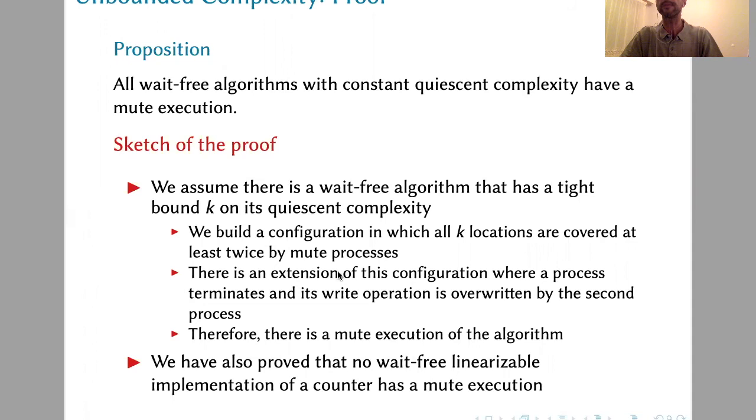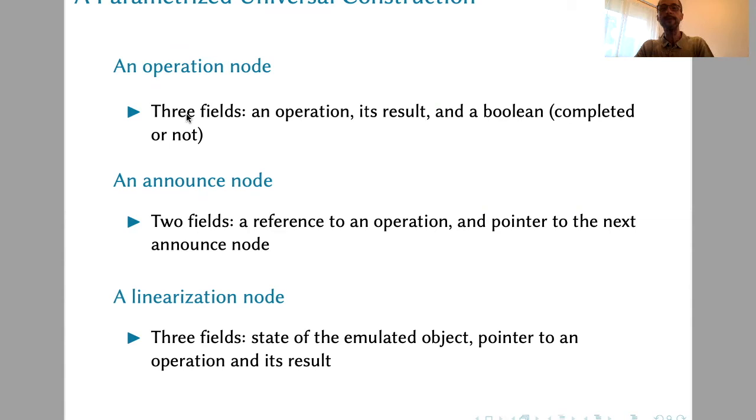We have proposed a parameterized universal construction. It is a construction that has a parameter, which is a function. And this function allows us to tune the space complexity of the data structure. It uses what we call operation nodes. An operation node is a node that is created by a process when it invokes an operation on the shared data structure. It has three fields: the operation, its result, which is bottom initially, and a Boolean, which is false initially. It says whether the operation is completed or not. So when the process sees that the operation is completed, it can return the result.